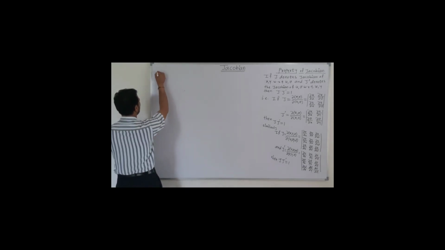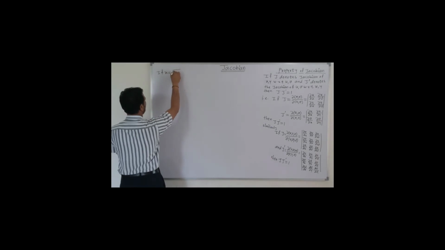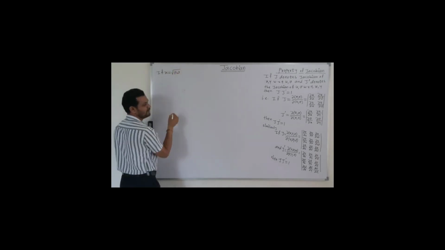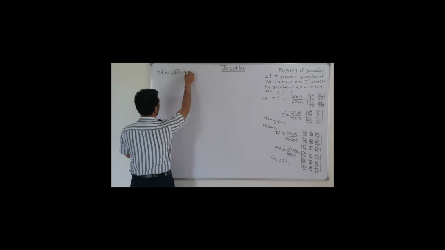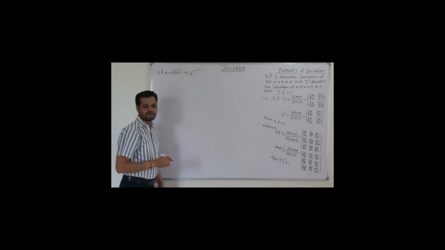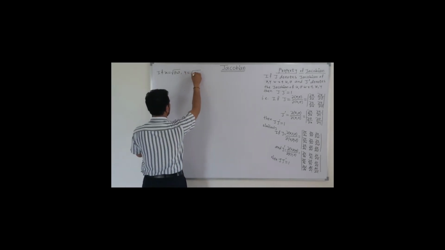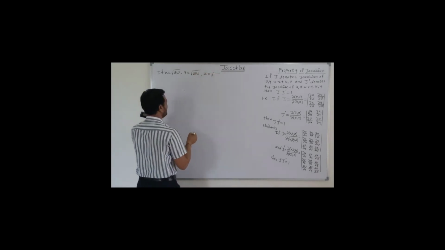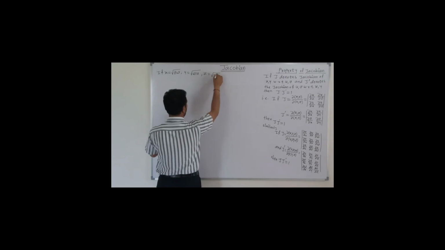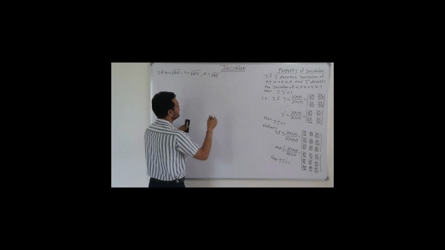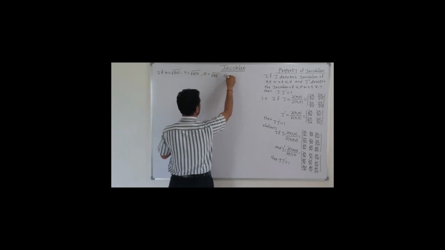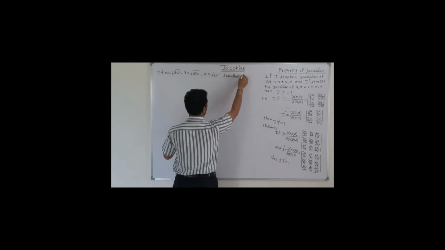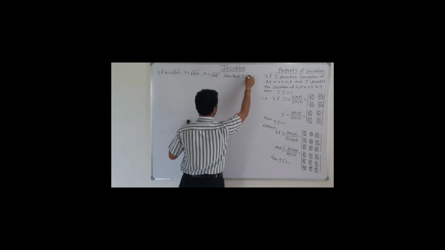Now friends, let's take the next example. So the next example is: if x is equal to root of vw, then the value of y is root of wu, and that of z is root of uv. Then the question is to show that z into z dash is 1.